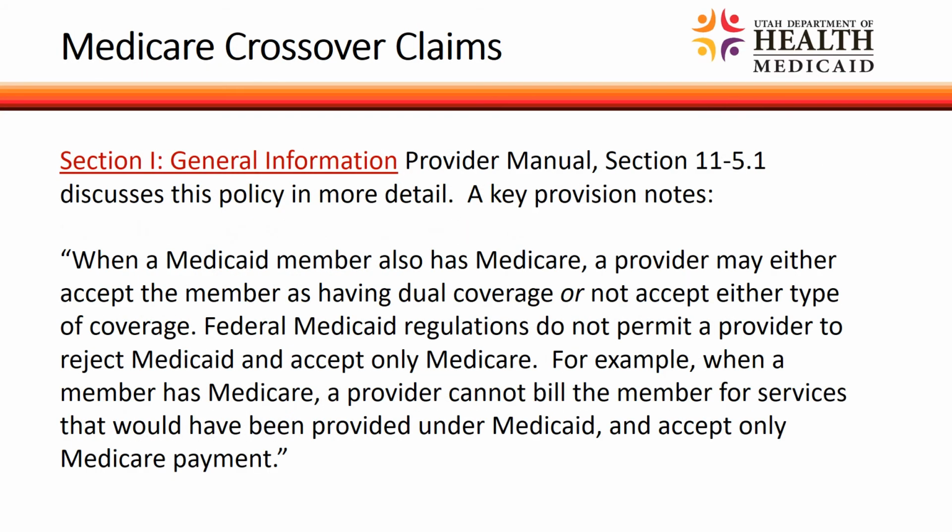In Section 1, in General Information, we discussed the policy of Medicare crossover claims. When a Medicaid member also has Medicare, a provider may either accept the member as having dual coverage or not accept either type of coverage. Federal Medicaid regulations do not permit a provider to reject Medicaid and accept only Medicare. For example, when a member has Medicare, a provider cannot bill the member for services that would have been provided under Medicaid and accept only Medicare payment.